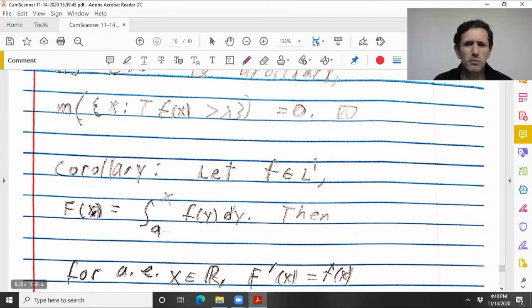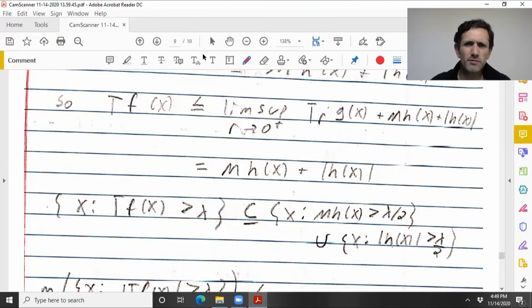And this could also be plus or minus infinity. Well, plus infinity doesn't make sense, this could be minus infinity also. But yeah, for almost every x, big F is differentiable and F prime is f. Okay, all right, well, that's for next time.